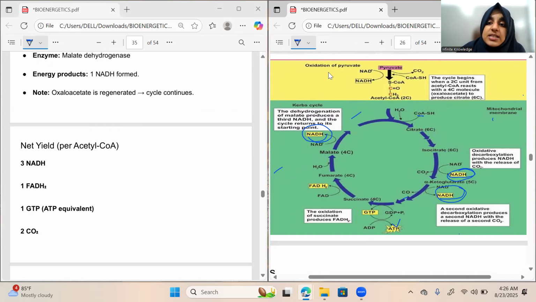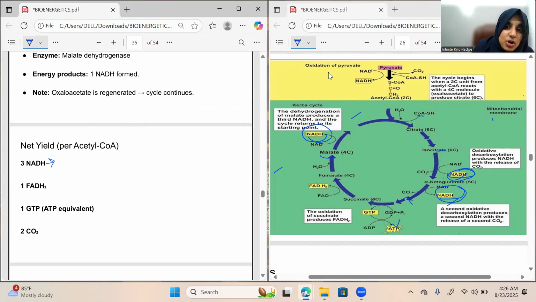When isocitrate is converted into alpha ketoglutarate, and when alpha ketoglutarate is converted into succinyl CoA, these two steps are where NADH is produced. And the third one is when malate is converted into oxaloacetate. So let me write over here. NADH is produced when what happens?